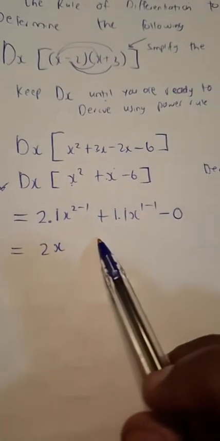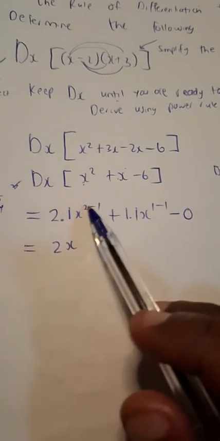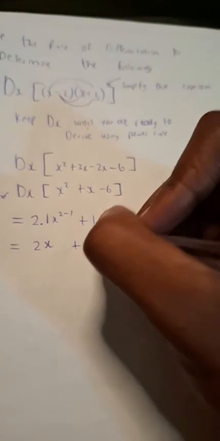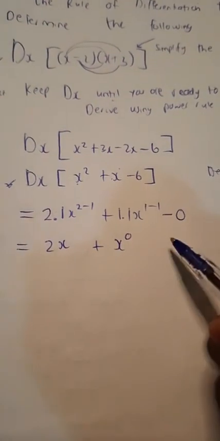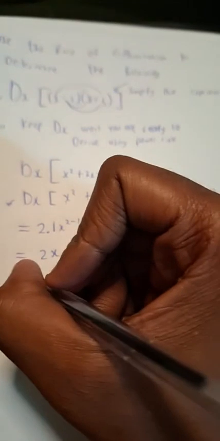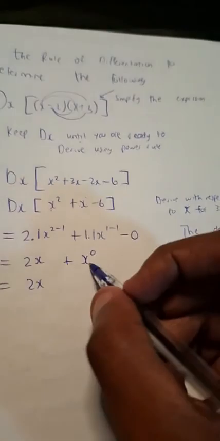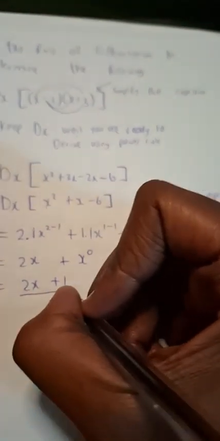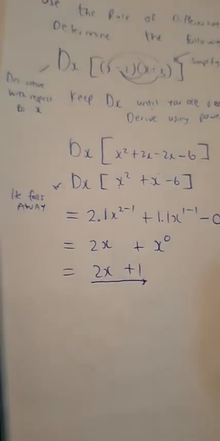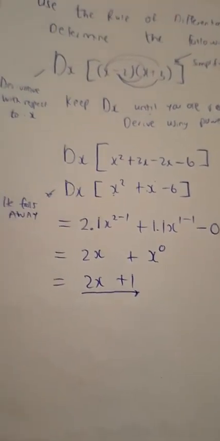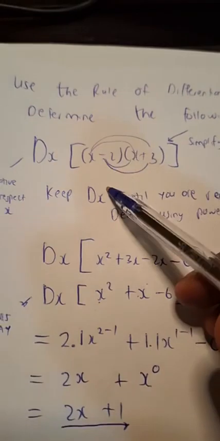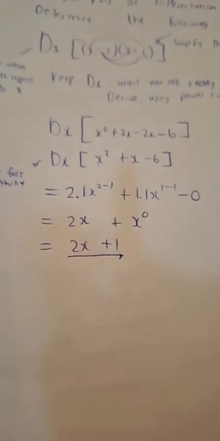So 2 times 1, but don't be distracted. Don't be distracted. So we have 2x there, 2 minus 1 is 1, plus we have x to the power 0 there, and then this minus 0 is neutral, so we don't even consider it. Final answer, 2x. What's x to the power 0? It's 1, so that's basically 2x plus 1. That is what we get for the derivative: 2x plus 1.